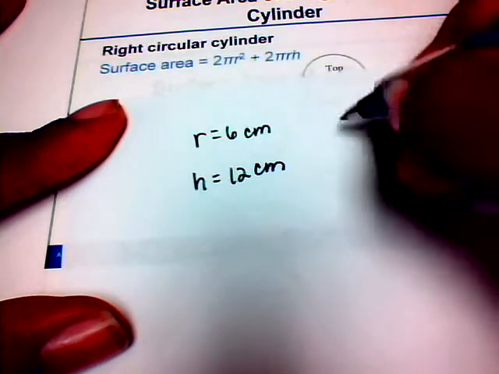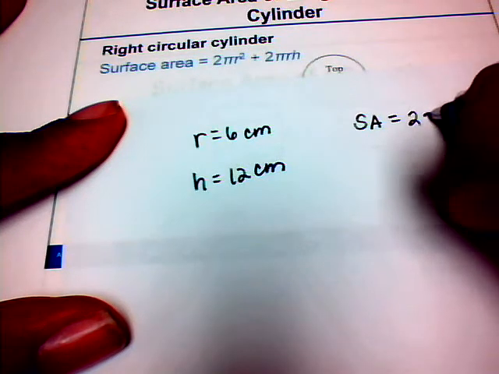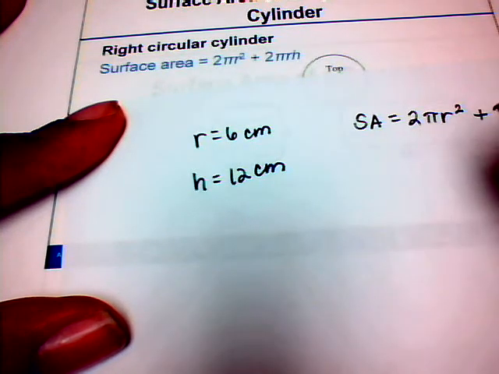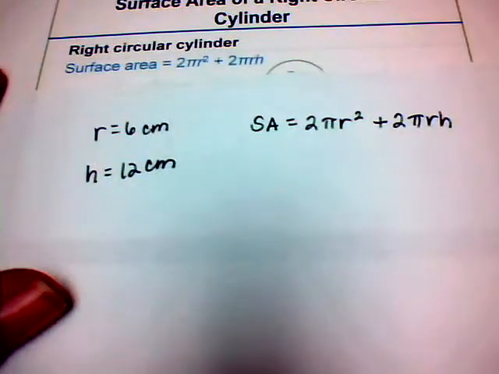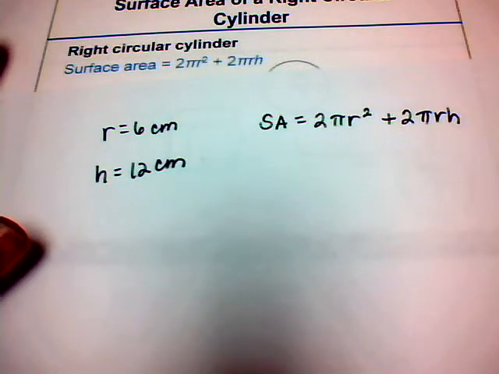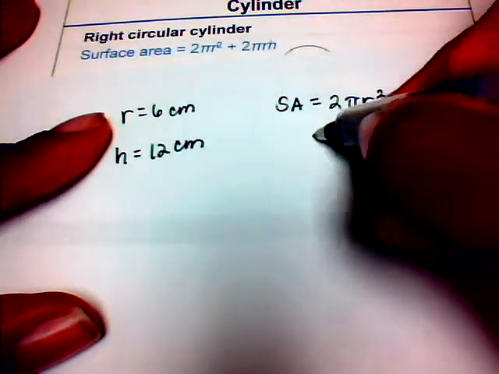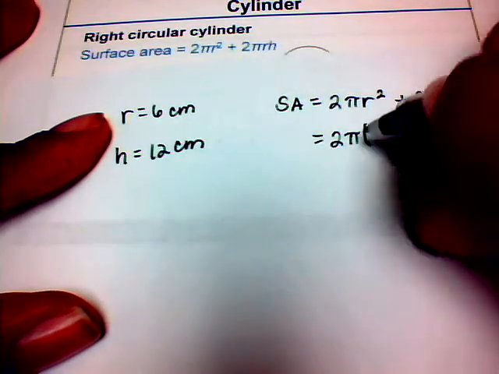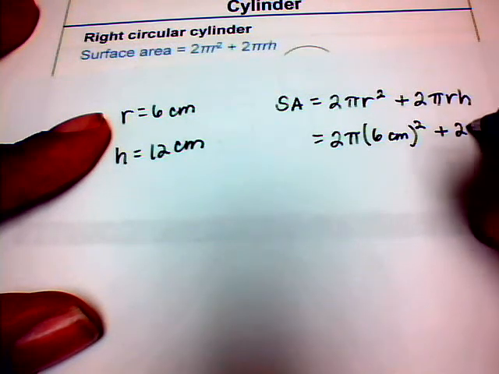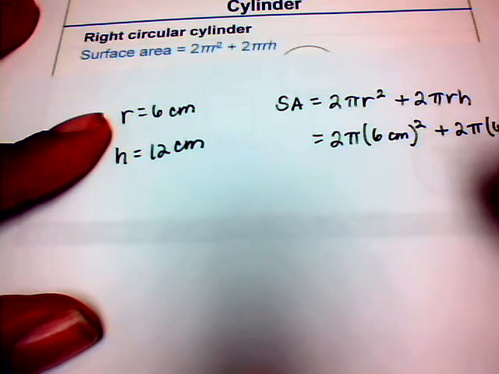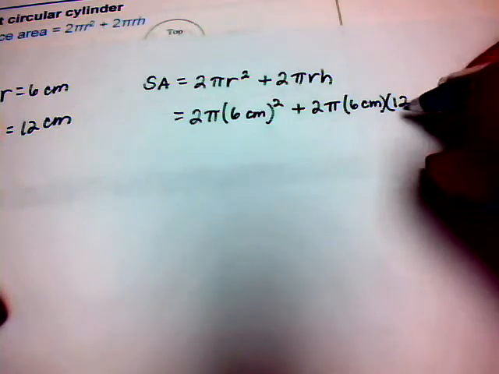Okay, this is going to be quite simple. I'll just rewrite the formula. Now I'm going to use SA as the surface area. 2 pi times the radius squared plus 2 pi times r times h. And here I'm going to leave my answers in terms of pi. So in this case here, r is the radius, that's 6. So I'm going to have 2 pi times r, which is 6 centimeters, and that's squared, plus 2 pi times r, again that's 6 centimeters, times the height, that's 12 centimeters.